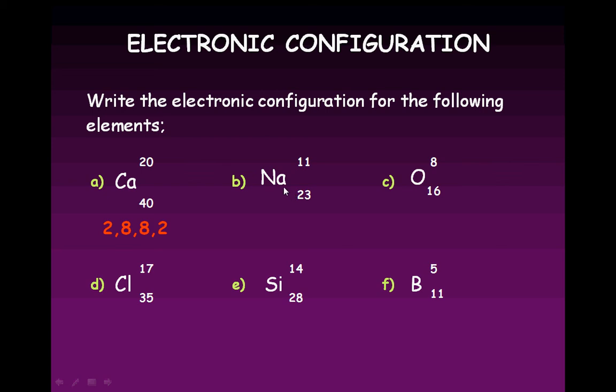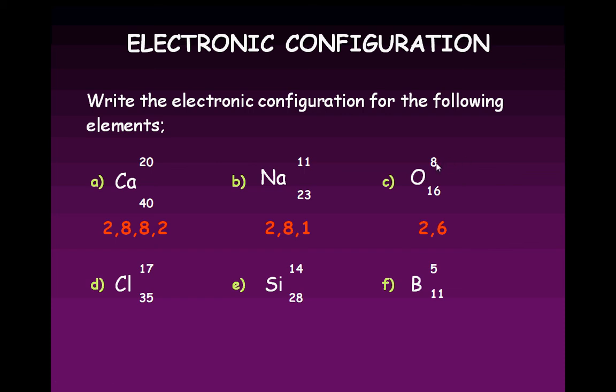Sodium, a little bit different. Sodium is Na, and it is atomic number 11, and it happens to have 12 neutrons because its mass is 23. 11 plus 12 makes 23. And for this one, it's going to be 11 electrons, so 2 in the first orbit, 8 in the second orbit, and then only 1 would go in the third because that'll equal 11.